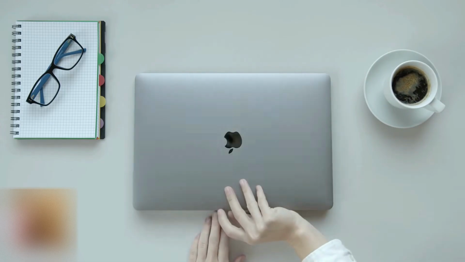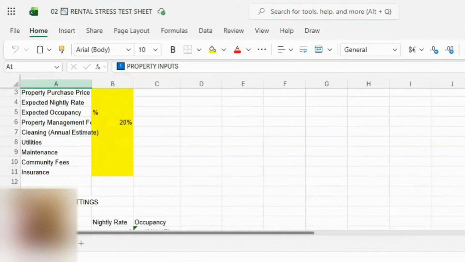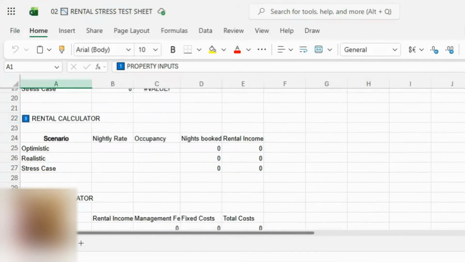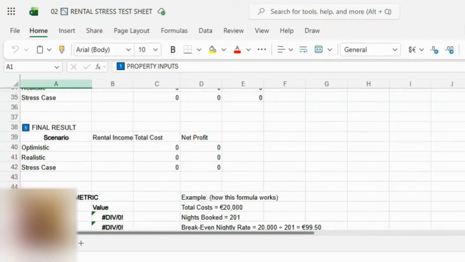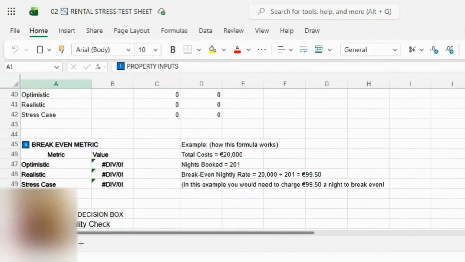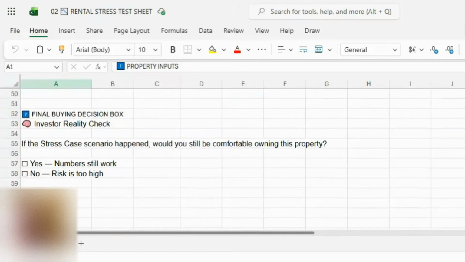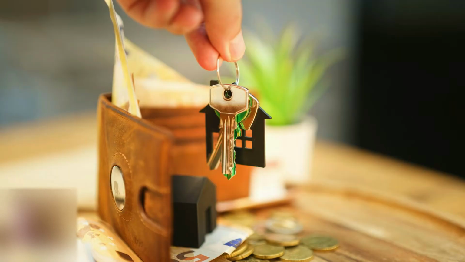So, what is a rental stress test? A rental stress test is very simple. It asks, if things don't go according to plan, does this property still make sense financially? Because if the answer is no, you may want to rethink the purchase. For example, you calculate your expected income as 24,000 euros per year. But what if you only achieve 70%, 75% of that, or 50% of that, or even less? Would you still be able to afford the property, or would it become a source of stress?